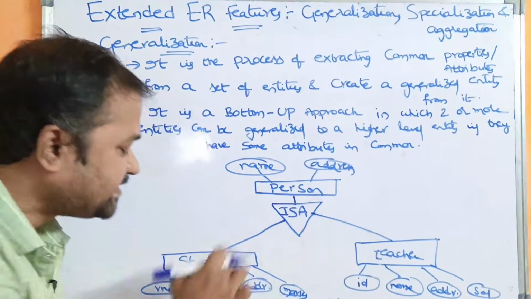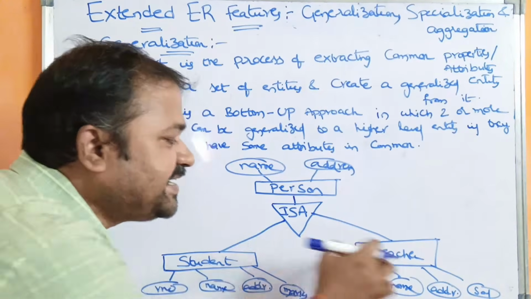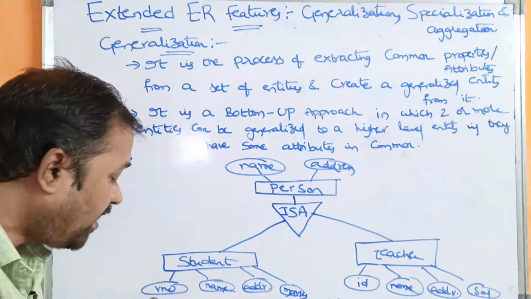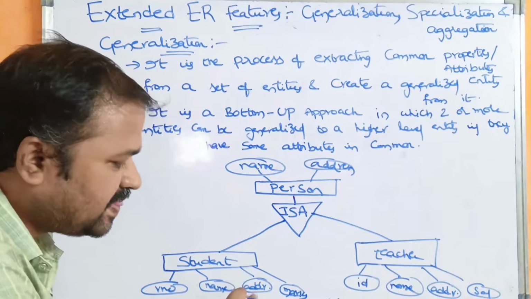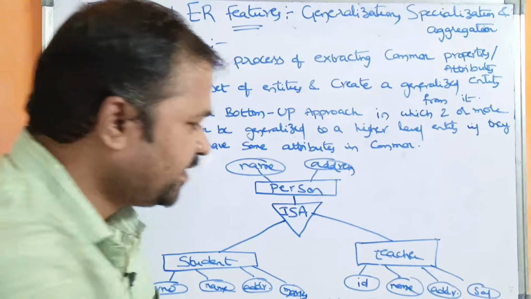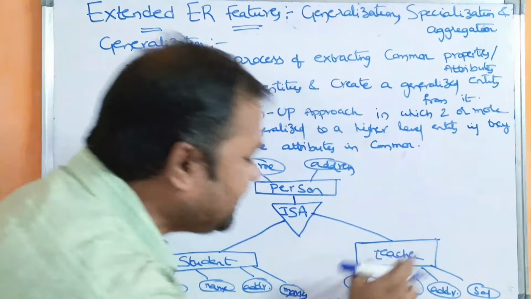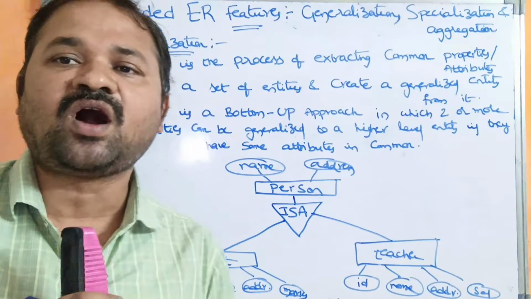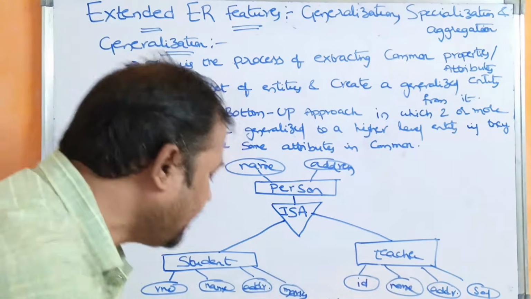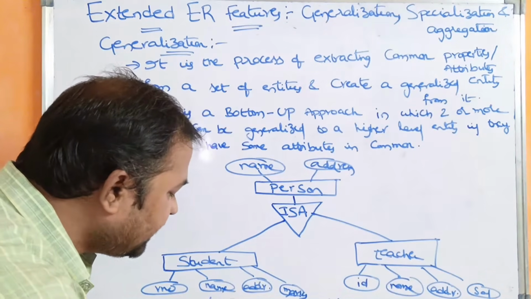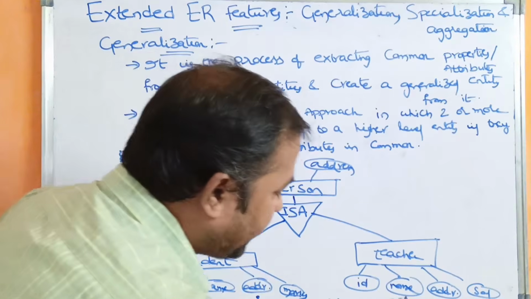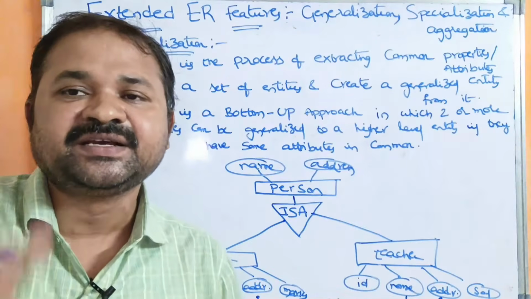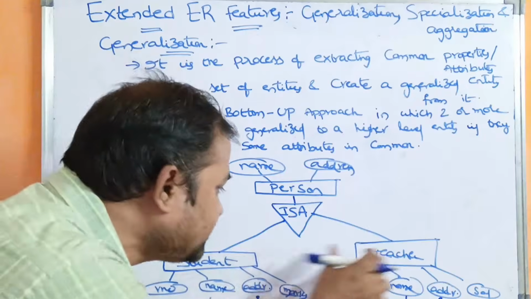Here we have two entities. Student is one entity, teacher is another entity. The attributes of the student entity are roll number, name, address and marks. Whereas the attributes of the teacher entity are ID, name, address and salary. So what are the common attributes in those two entities? Name is the common attribute, address is the common attribute. Generalization means creating an entity from these two entities.